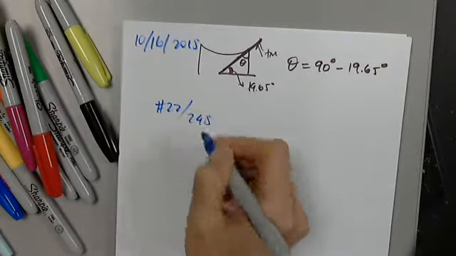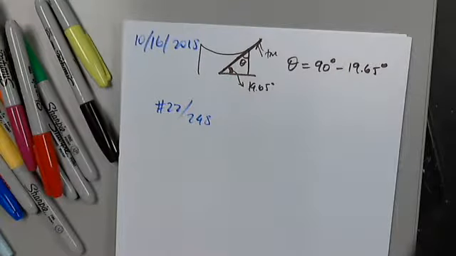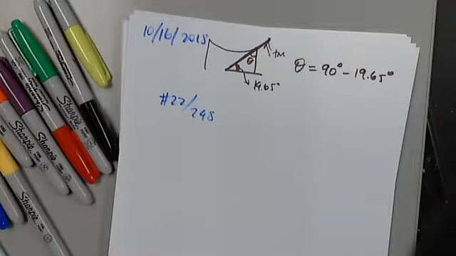22 on 248? Okay, so let's take them. 248, 22. Okay, we did a similar problem. Let me see, I'm pretty sure we did a similar problem. Is this from the checklist? Okay.